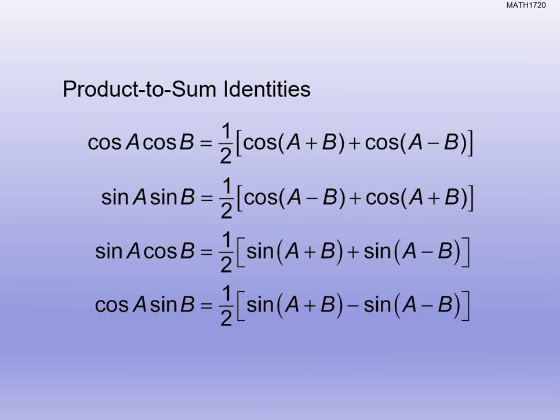These are the product to sum identities. So we're doing what? We're multiplying, all right, and they're equivalent to an addition, okay, with the angles. I don't expect you to memorize all these because there's a lot to them.